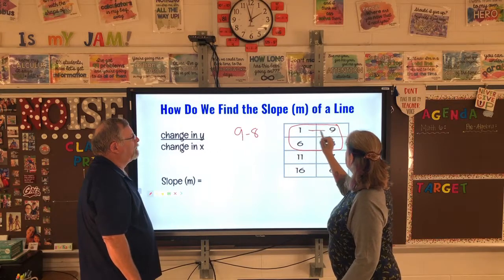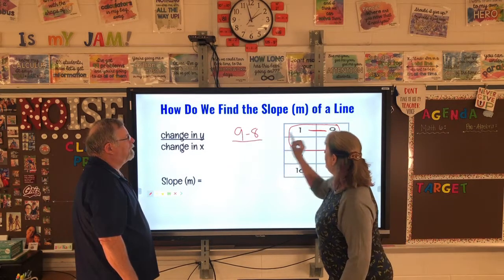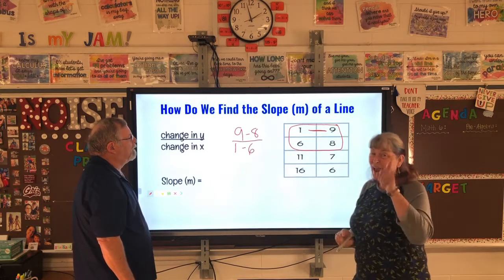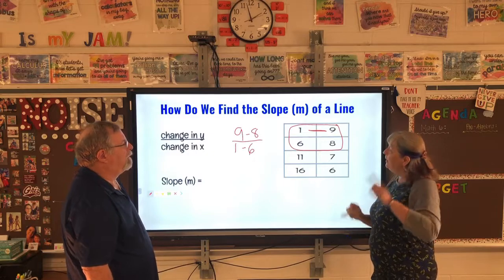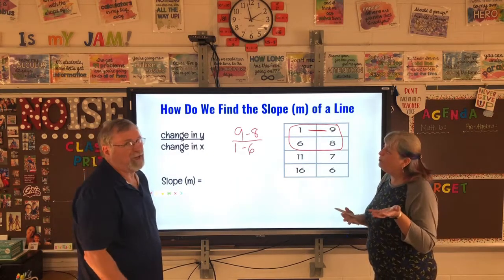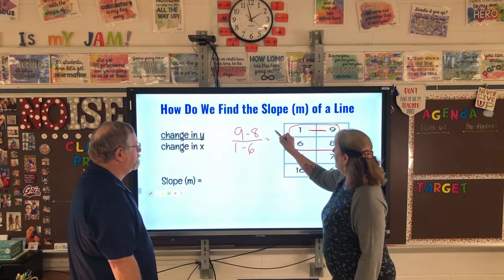So I started with this pair right here, that y value. So that means I have to start with the 1 minus the 6. And that's a really big trick, because if you end up switching them around, your slope won't work. So 9 minus 8 is 1, okay?